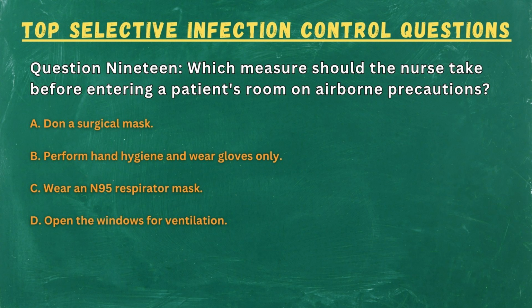Question 19. Which measure should the nurse take before entering a patient's room on airborne precautions? A. Don a surgical mask. B. Perform hand hygiene and wear gloves only. C. Wear an N95 respirator mask. D. Open the windows for ventilation. Answer: C. Wear an N95 respirator mask.